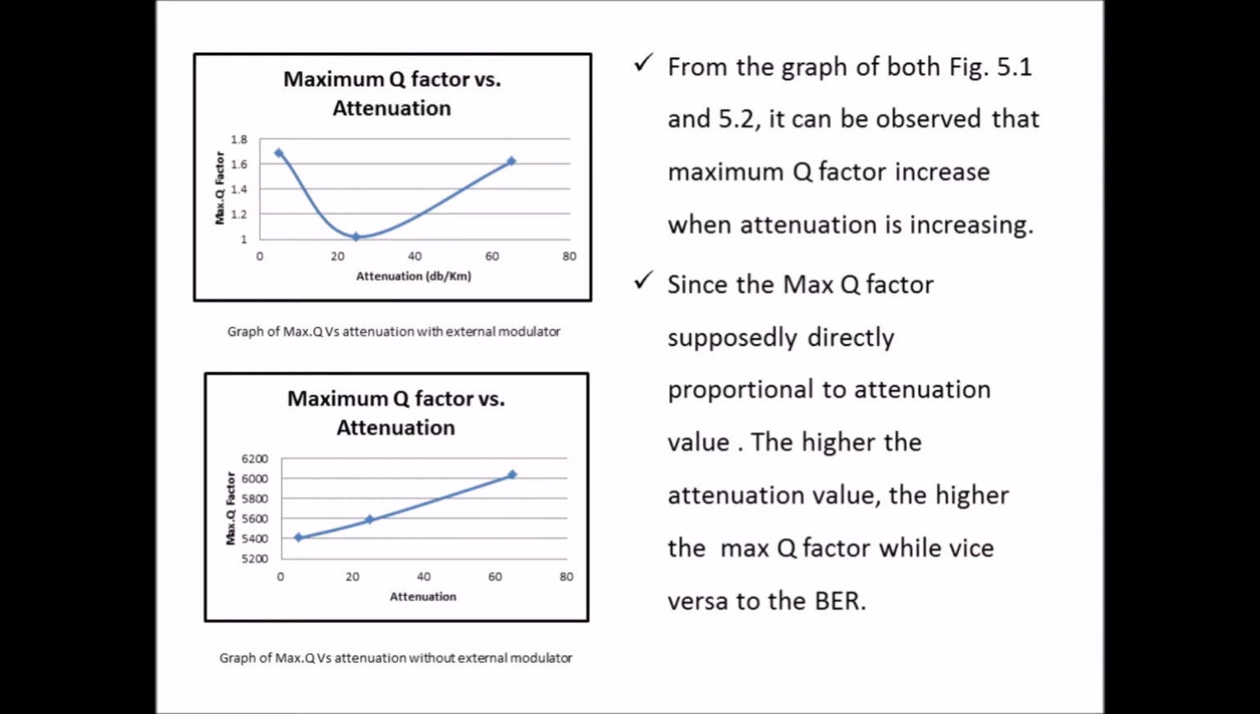From the graphs of both Figure 5.1 and 5.2, it can be observed that the maximum Q factor increases when attenuation is increased. Unfortunately, from Graph 5.1, students see a slightly different proportionality that may occur because of simulation error, since the max Q factor is supposedly directly proportional to the attenuation value. The higher the attenuation value, the higher the max Q factor, while it is vice versa for the BER. For more discussion, I will pass the presentation to my friends, and thank you.